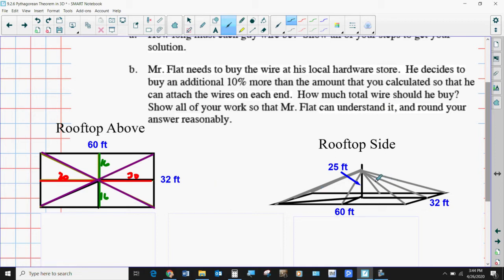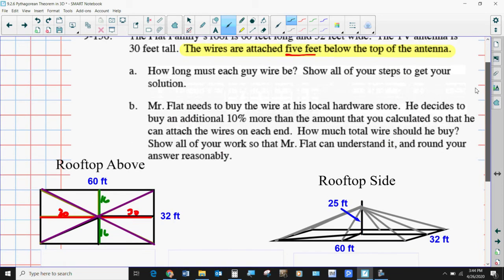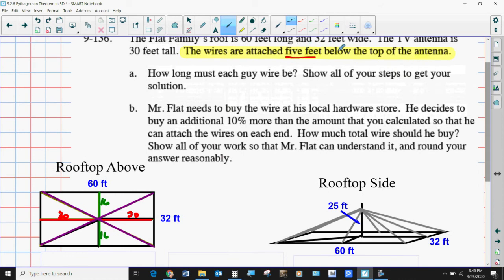So I had to do this 3-dimensional rendering, where this would be the entire antenna. But remember, the guy wires for the antenna are attached 5 feet from the top of the antenna. So the part that we're going to be working with for the Pythagorean theorem is going to be 25 feet right here. So remember, you've got the right triangle that goes out to here, you've got the right triangle that goes here, and eventually the one that's going to go all the way out to here.